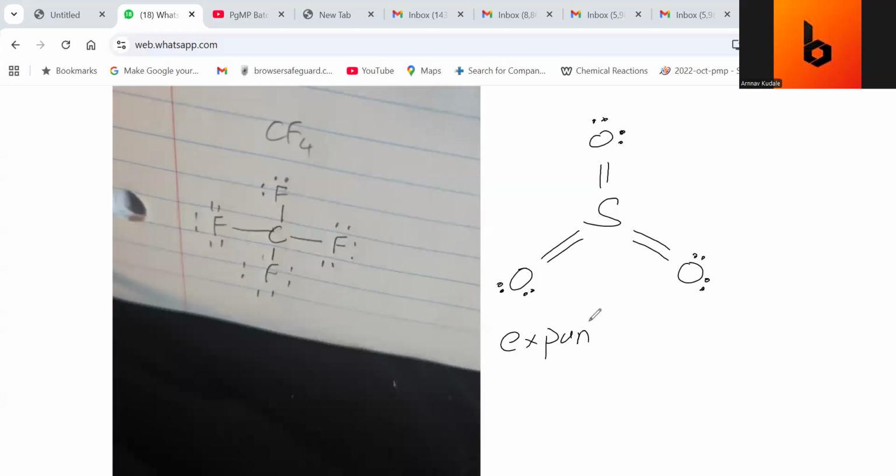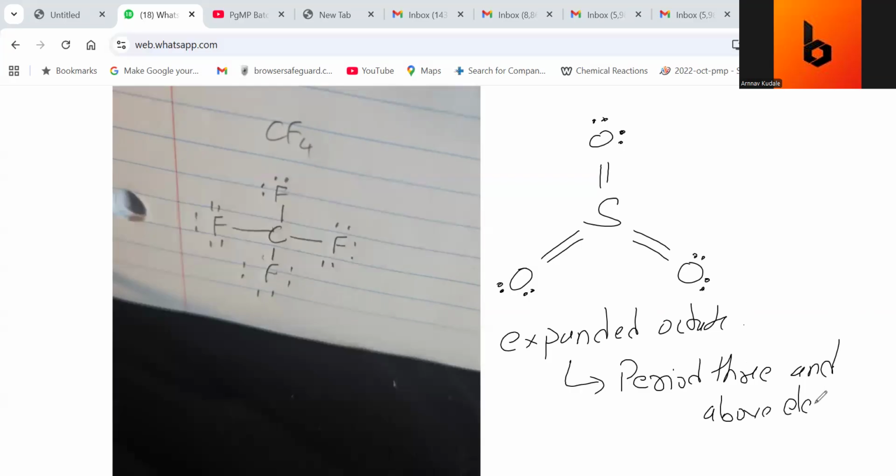When to use expanded octet? When can we have an expanded octet? We can have an expanded octet when we have period 3 and above elements. That means it starts from sodium. Sodium and ahead, we can have an expanded octet. Before sodium, we cannot have expanded. Either it is a complete octet or an incomplete octet.